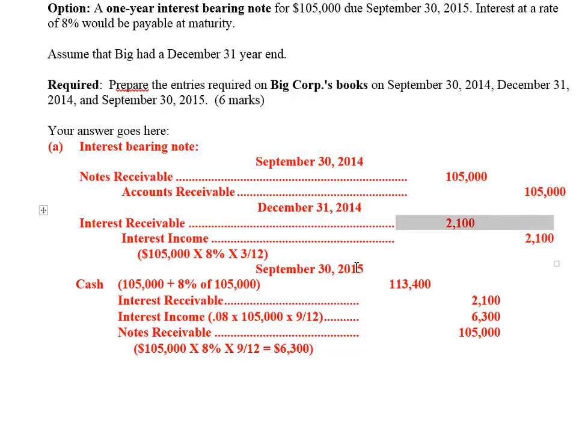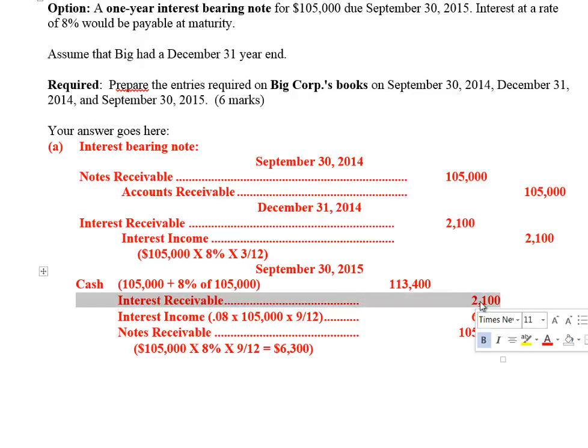Now on September 30th, when the interest is paid, what's going to happen? The whole note is going to be paid at September 30th, 2015, and that's going to include 8% interest as well. So $105,000 on the note plus the interest is going to give us $113,400. If Big gets that $113,400, it means we no longer have a note receivable. We no longer have an interest receivable because the interest we set up here that we were waiting to receive is part of the $113,400 we got.